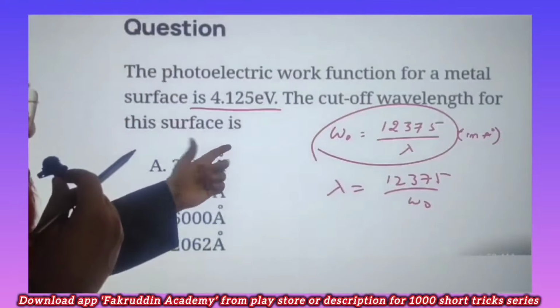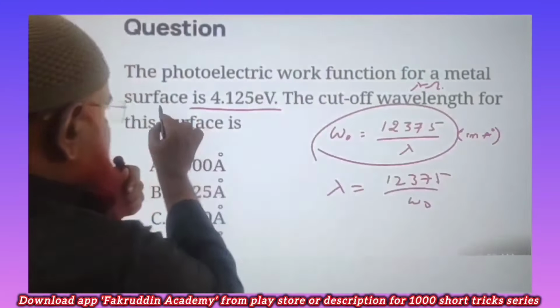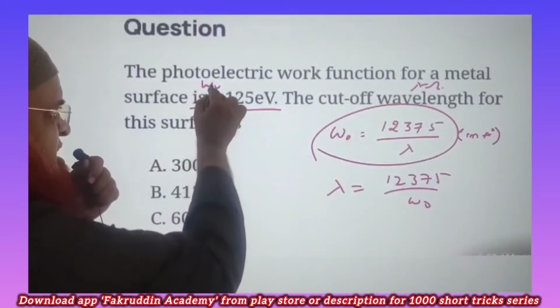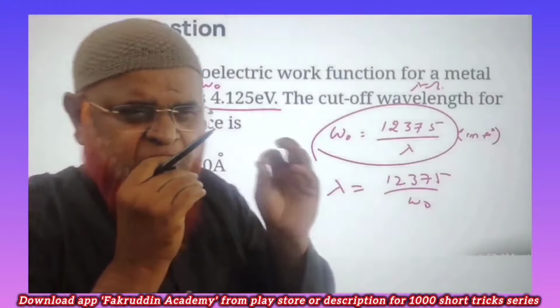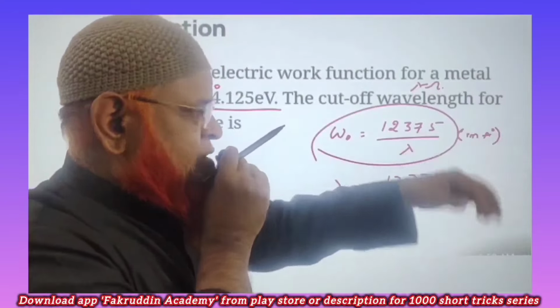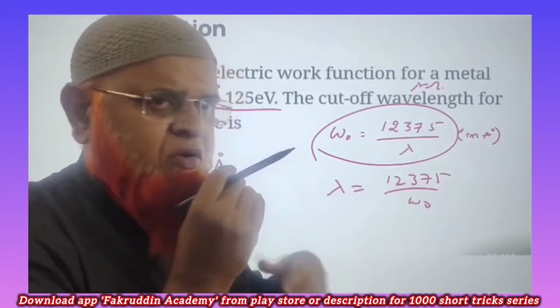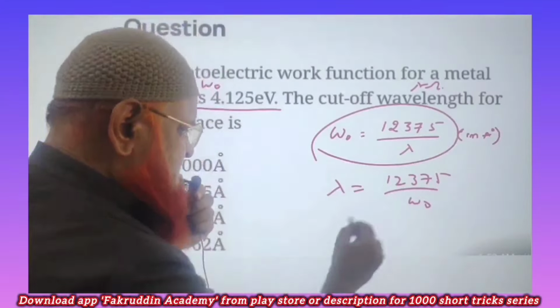He's asking us to find out the wavelength, and he has given the work function W naught here. There is a simple shortcut formula present in almost all the competitive exam books. That is, W naught is equal to 12375 by lambda. Lambda is nothing but 12375 by W naught. You can do this problem in just a single step.